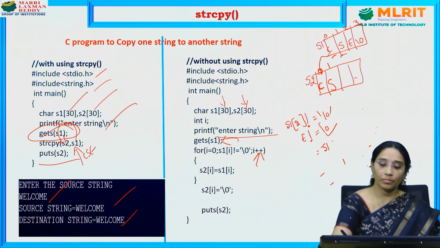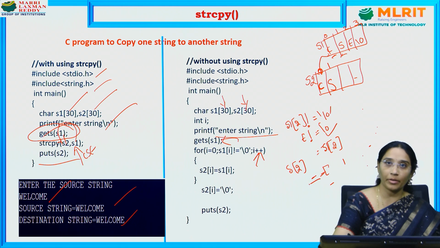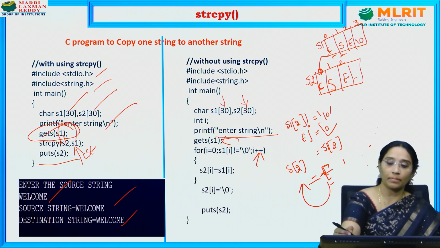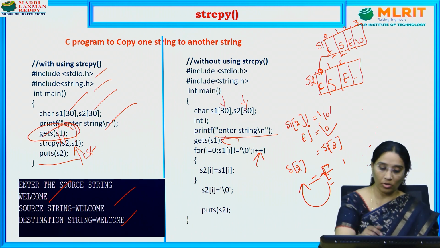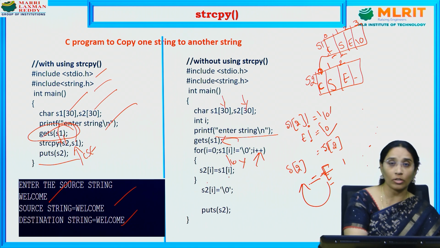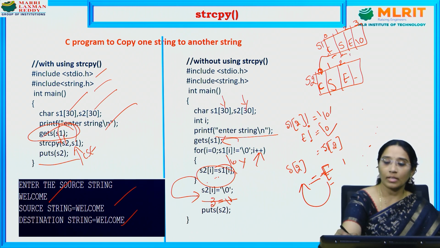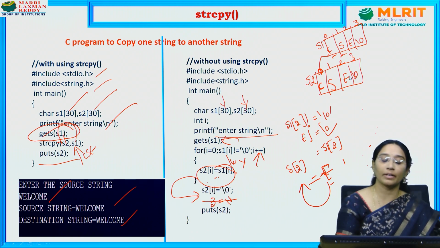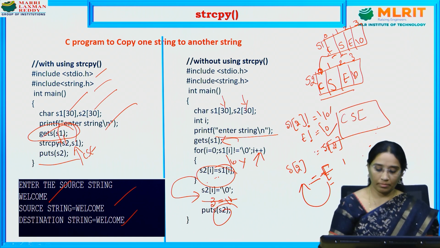s2 of 2 equals s1 of 2. What is s1 of 2? It is C. C is copied to s2 of 2. Next, i plus plus, i becomes 3. s1 of 3 is the null character, not equal to null character, condition false. So control now will not enter here. It skips. Next, s2 of 3 equals null character. So s2 of 3 is substituted with the null character, and puts of s2. So the string CSC is printed.